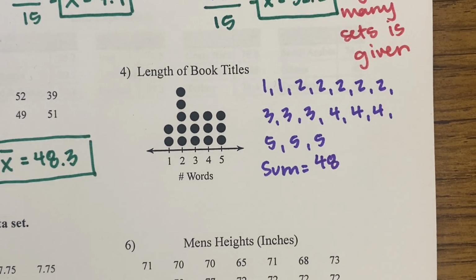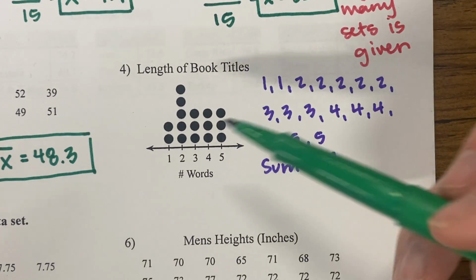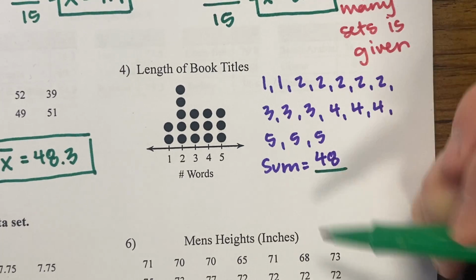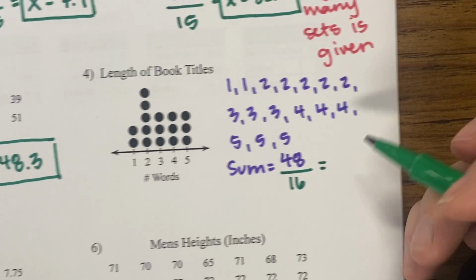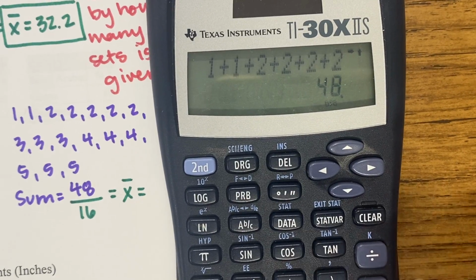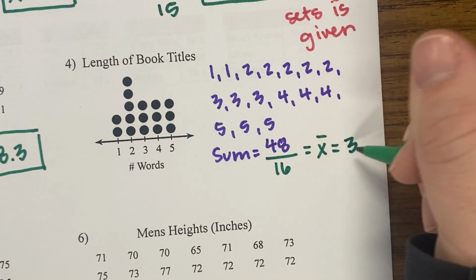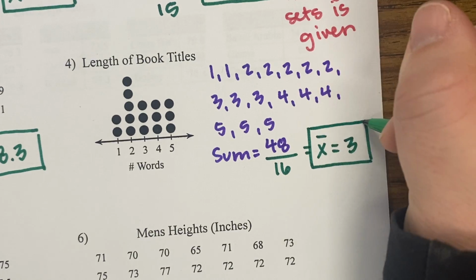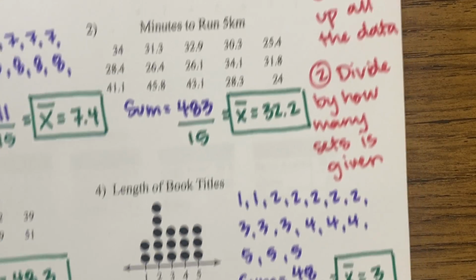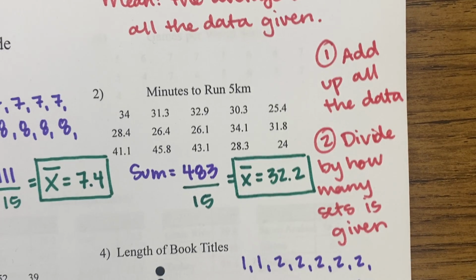Okay, that was our first step, and our second step is to divide by how many numbers or dots we were given. You can count either of them up, so let's do 1, 2, 3, 4, 5, 6, 7, 8, 9, 10, 11, 12, 13, 14, 15, 16. So 48 divided by 16 is going to give us our mean. Okay, so 48 divided by 16, and we get a mean of 3 as our average. So we defined our mean, the average of all the data given, and we used our 2 steps to find that mean.